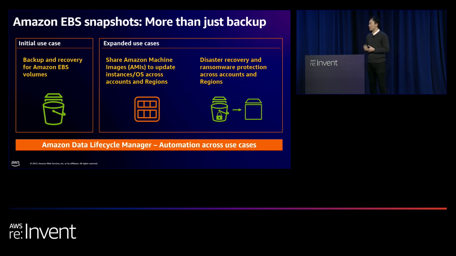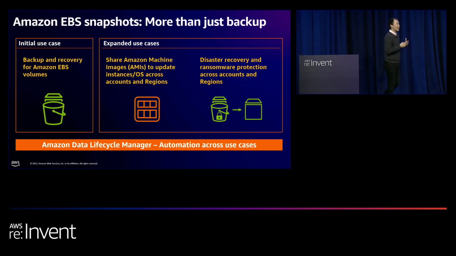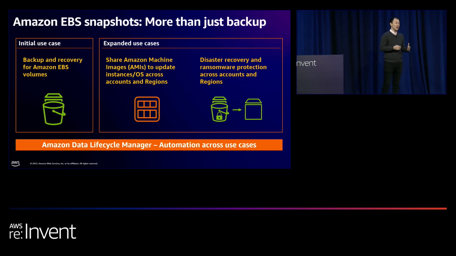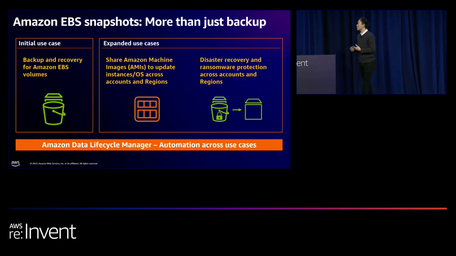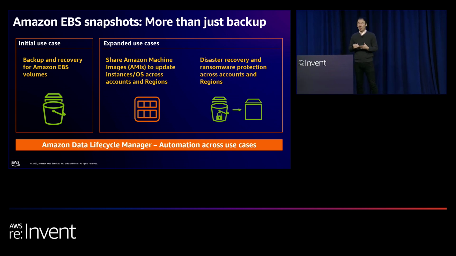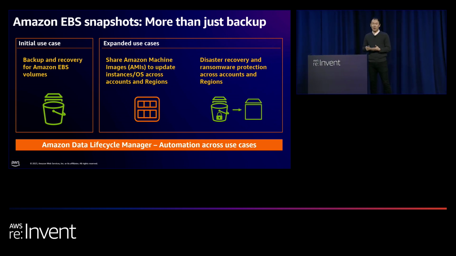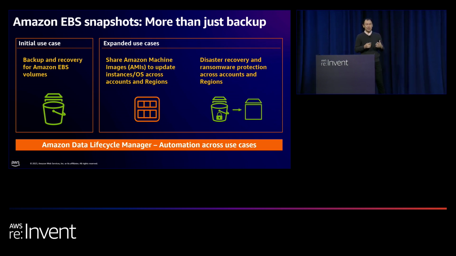Initially, we launched this product in 2008, and it's meant to provide a simple and cost-effective way of backing up your EBS volumes and your data. But along the way, we heard feedback from you. There are more use cases now supported by the snapshot than before. The use cases evolved. Now customers are using EBS snapshots to share Amazon Machine Images, or AMIs. These are backed by EBS snapshots, and customers use them to update their instances and operating systems across the account or across the region.